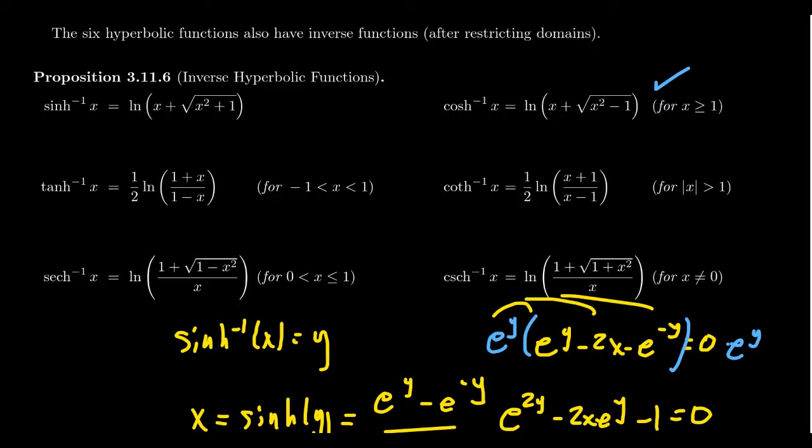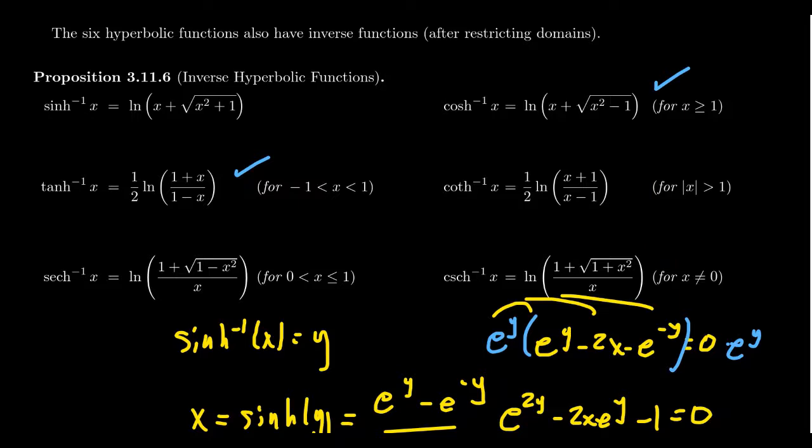The hyperbolic arc tangent will be 1/2 the natural log of 1 plus x over 1 minus x. Very similar is the formula of inverse hyperbolic cotangent, which is 1/2 the natural log of x plus 1 over x minus 1. The inverse of hyperbolic secant will be the natural log of 1 plus the square root of 1 minus x squared over x. And then the inverse of hyperbolic cosecant will be the natural log of 1 plus the square root of 1 plus x squared all over x.